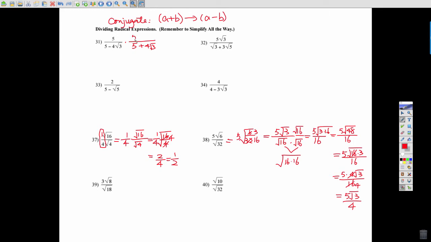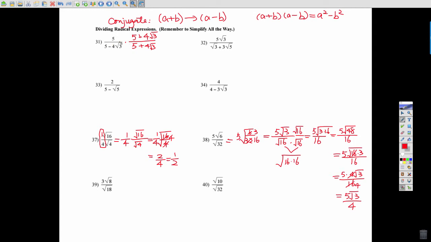The reason I do that, and let me do this. So it's 5 plus root 3 over 5 plus root 3. So this is a 1, isn't it? So I'm not changing my original expression. It's that multiplied by 1. The reason that I do that is because of this property: a plus b times a minus b equals a squared minus b squared.